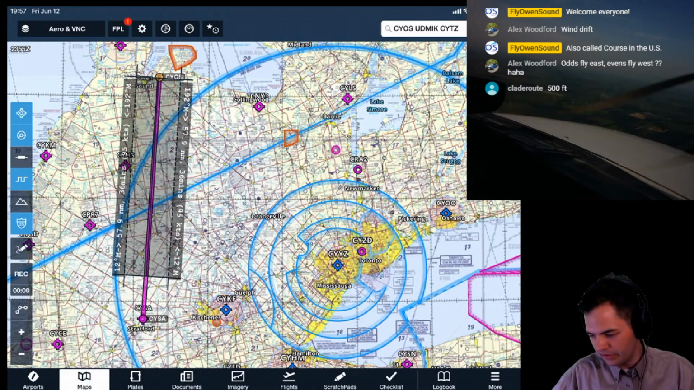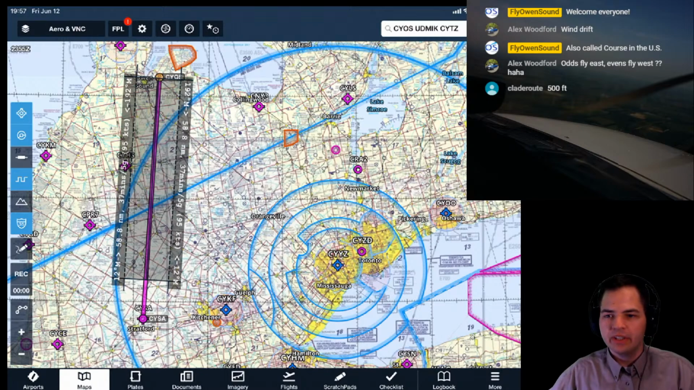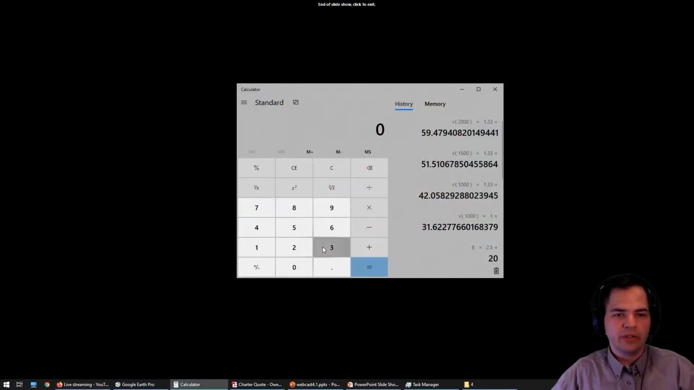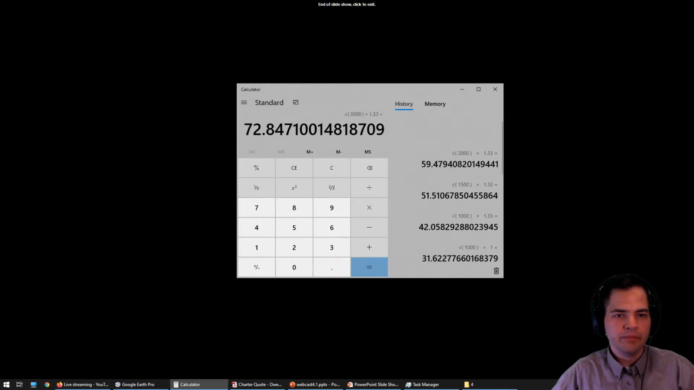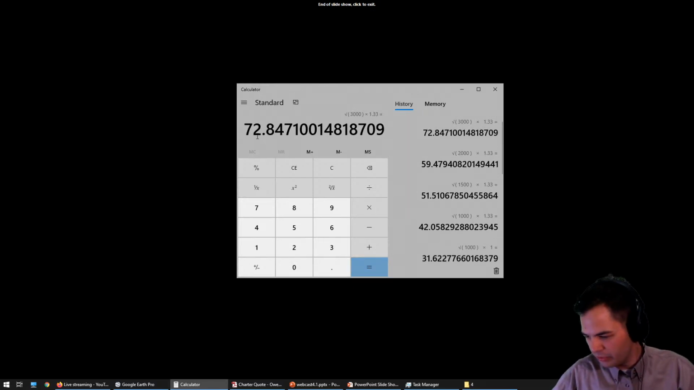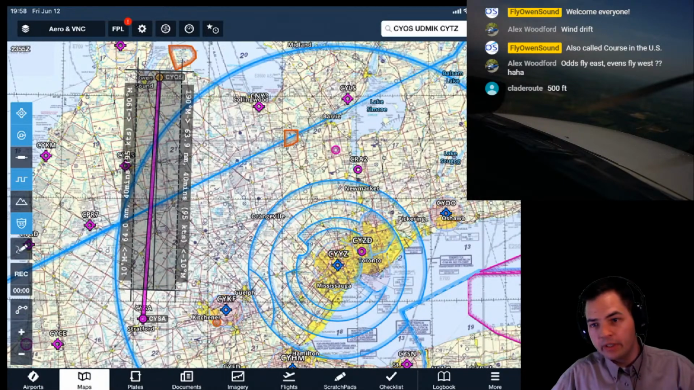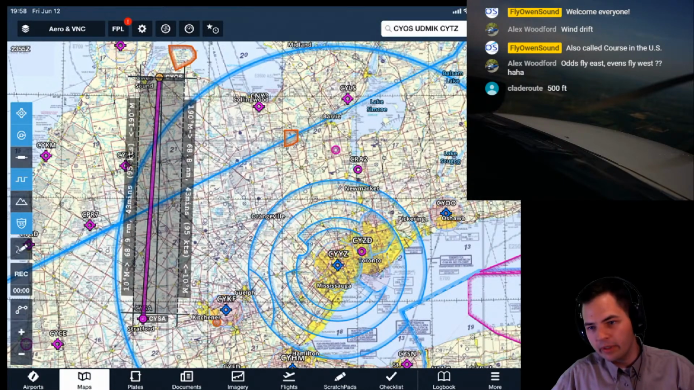So 4, 5, 6, 7, 8, 59 miles right there. Still not quite making it. Okay, let's try 3,000. 3,000 feet. Surely the square root of 3,000 times 1.33. 72. What was the number to beat? It was 71. So 72 should just barely get us there. That's what I would say is kind of right.